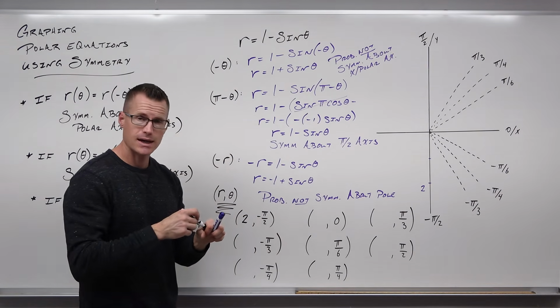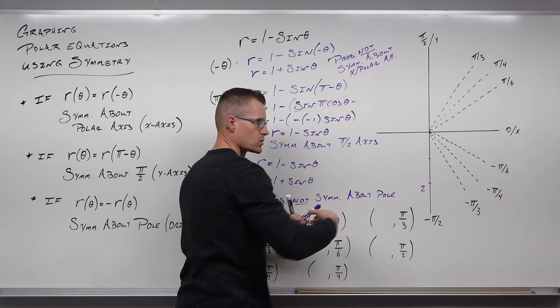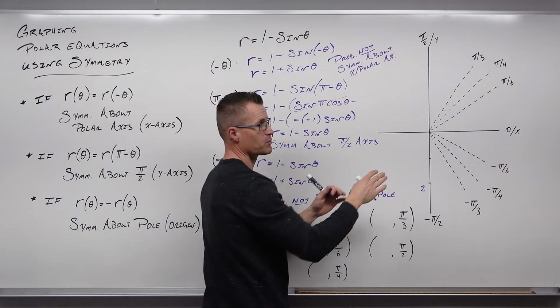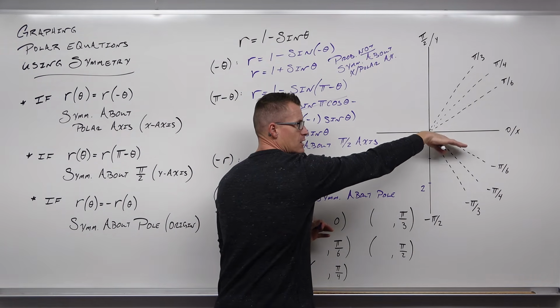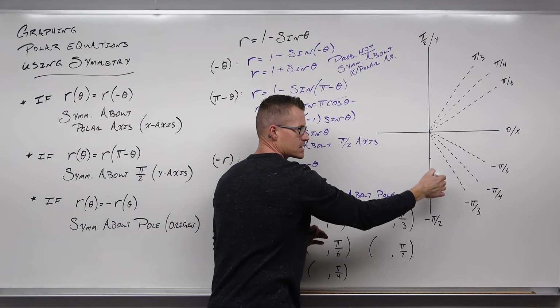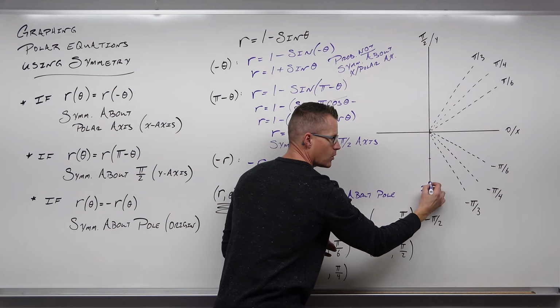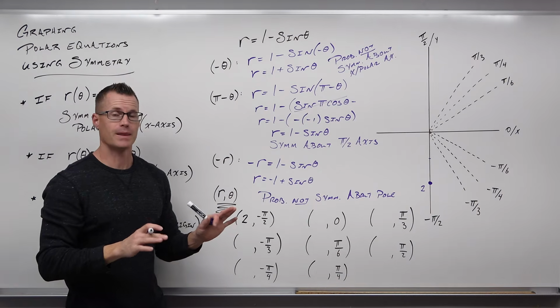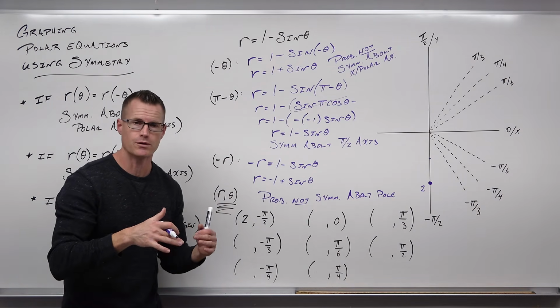Can you plot that? Heck yeah. So at negative pi over 2, you're going to get an r of 2. That's going to give you this point. We plotted lots of these things. Negative pi over 2 is your angle, distance of 2 from the origin or the pole. You're going to have a point right there. That's our very first point. So we're going to plot all of those.